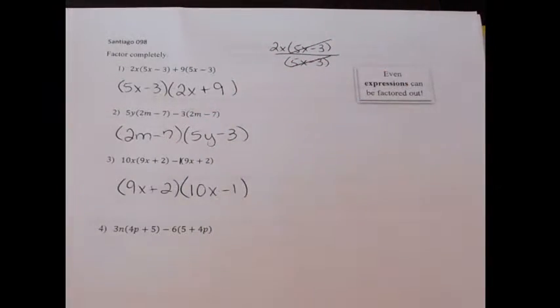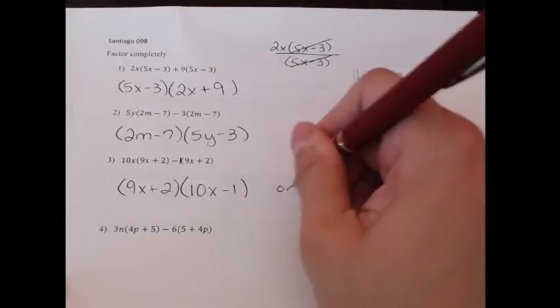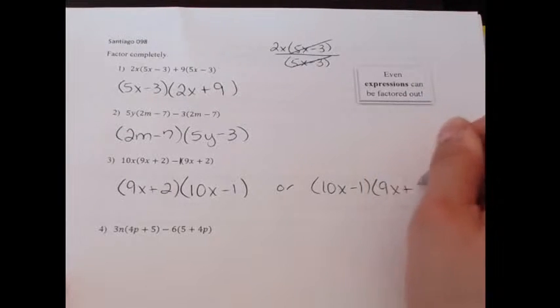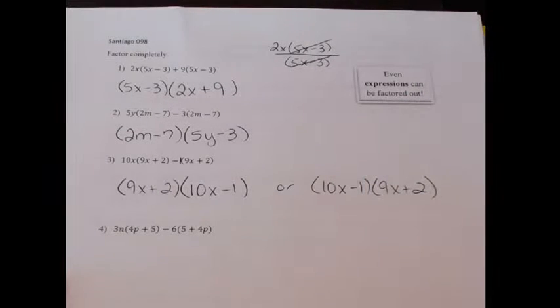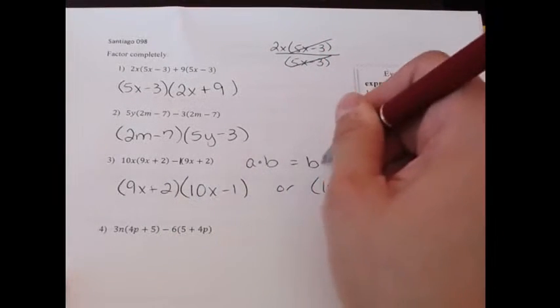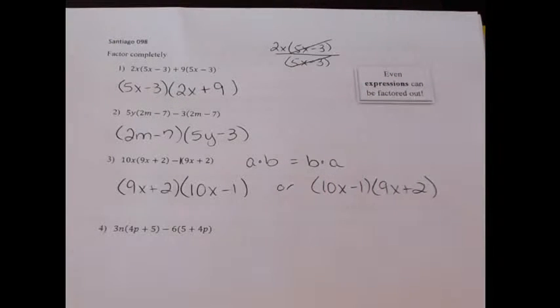Now, before I move forward, I want you all to recognize that the order of the parentheses doesn't matter because multiplication is commutative. So if you had written 10x minus 1 then times 9x plus 2, they are the exact same expression. Recall that a times b is the same as b times a, right? That is the commutative property. So I want you all to be very comfortable and confident in that. There are going to be cases where our parentheses will not match up. They're going to be in reverse order, and that's okay. That is not a big deal whatsoever.